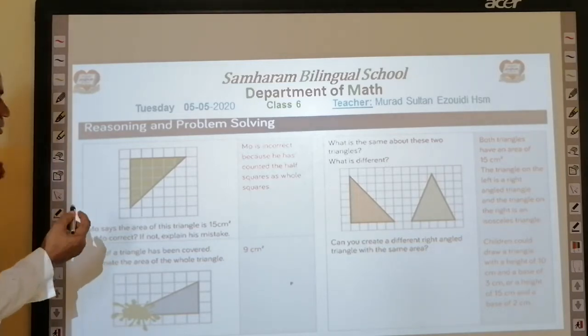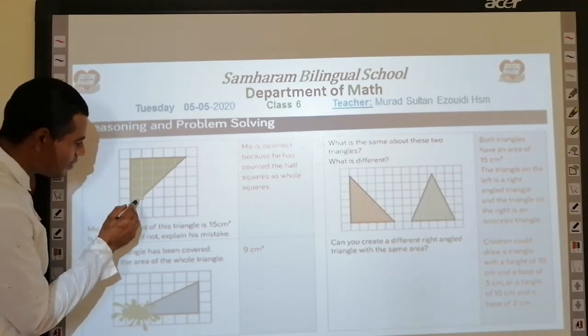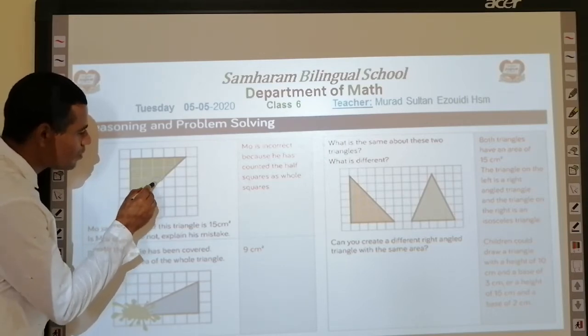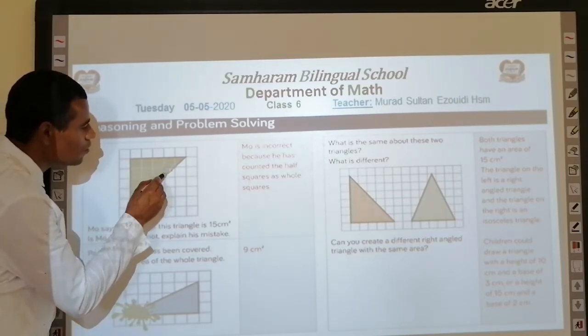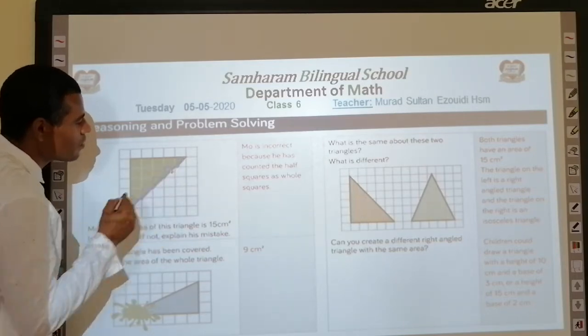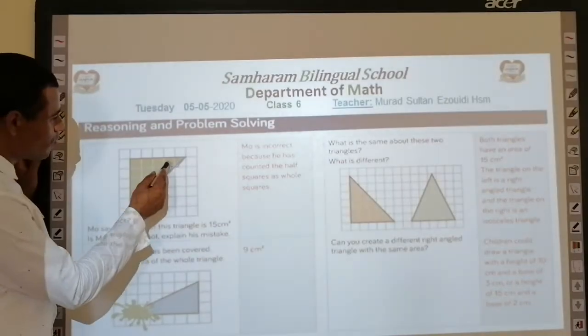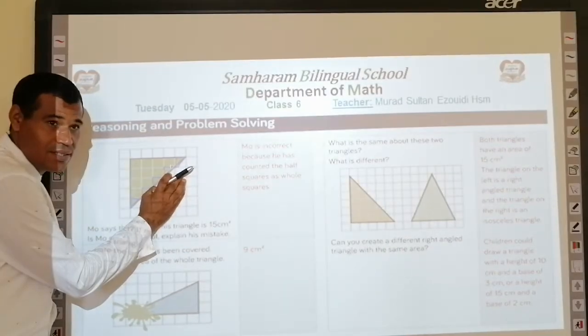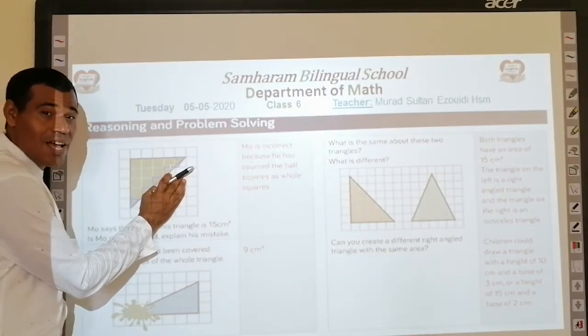So, let's count. This is a half square. This is 2. This is 3. This is 4. This is, okay, 1, 2, 3, 4, 5. We have 5 half squares. Okay, we can accept them as whole squares.